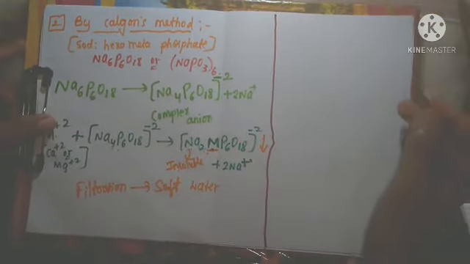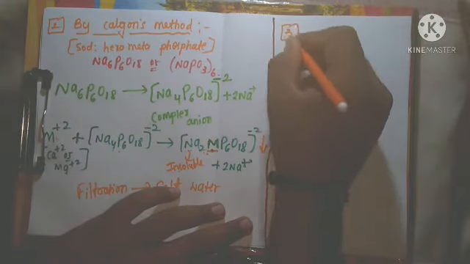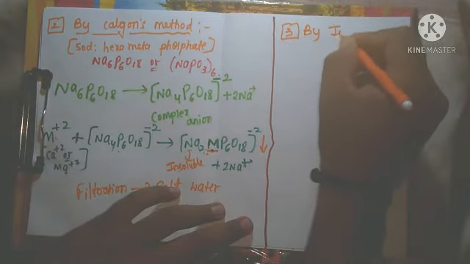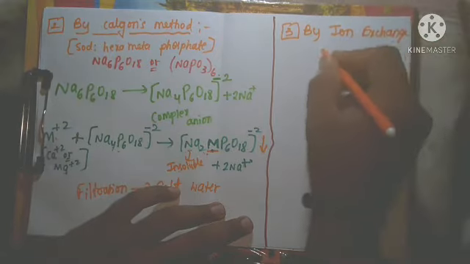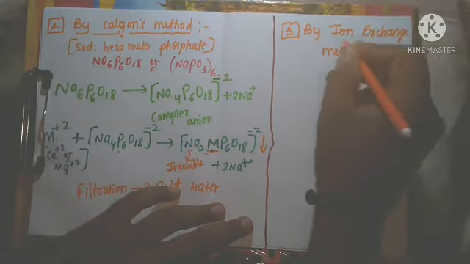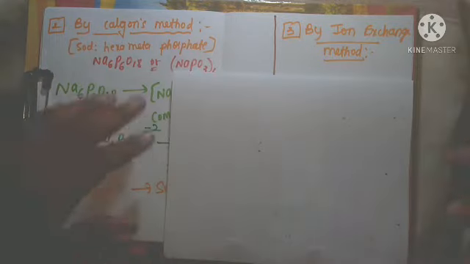Third one is by ion exchange. The name itself indicates what is happening there. Ion exchange method means ions are exchanging. How will we see? For this one I am taking a rough paper here. Now just check. First we will discuss ion exchange, right?